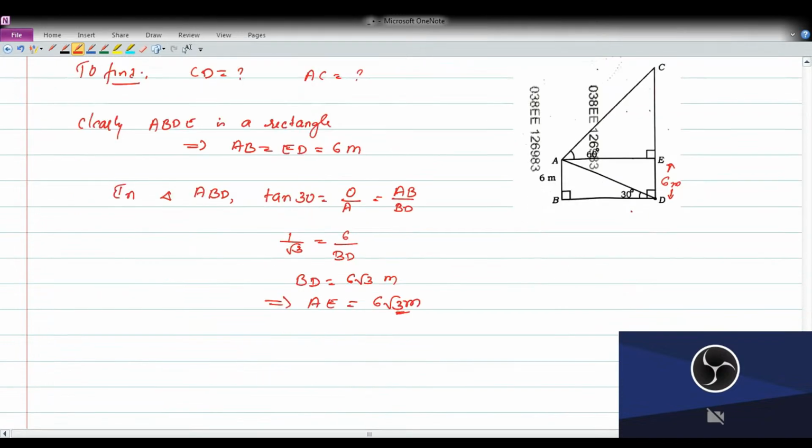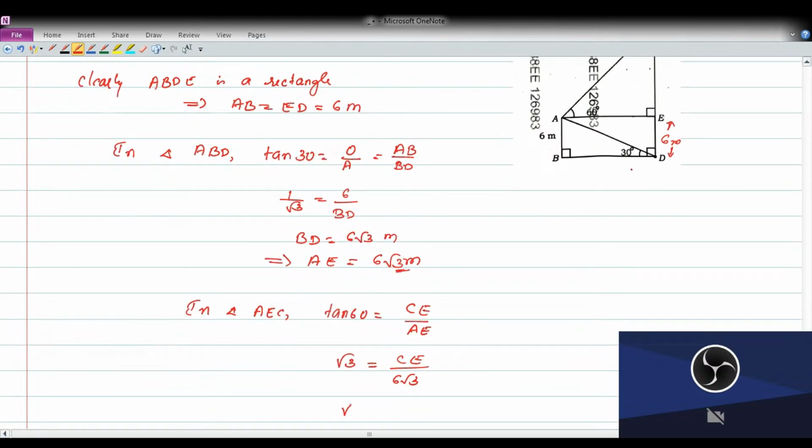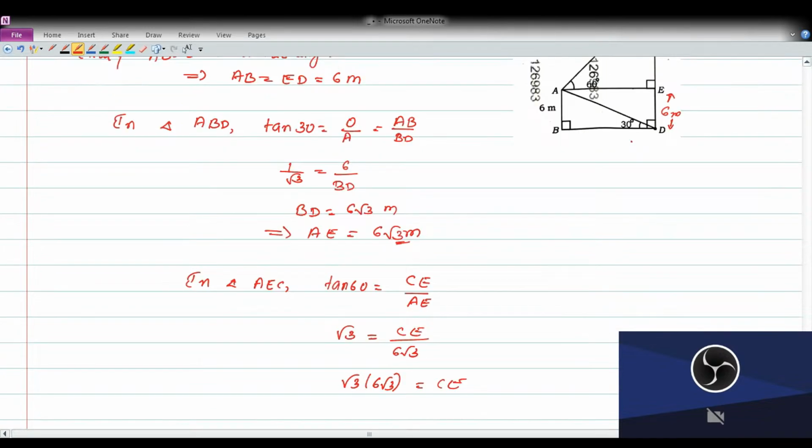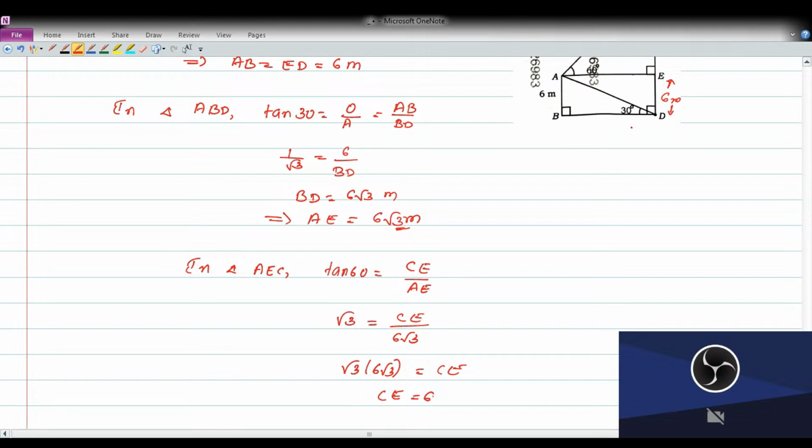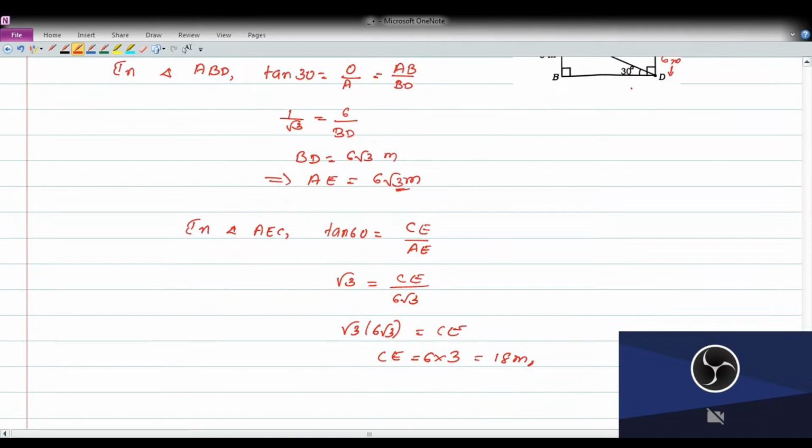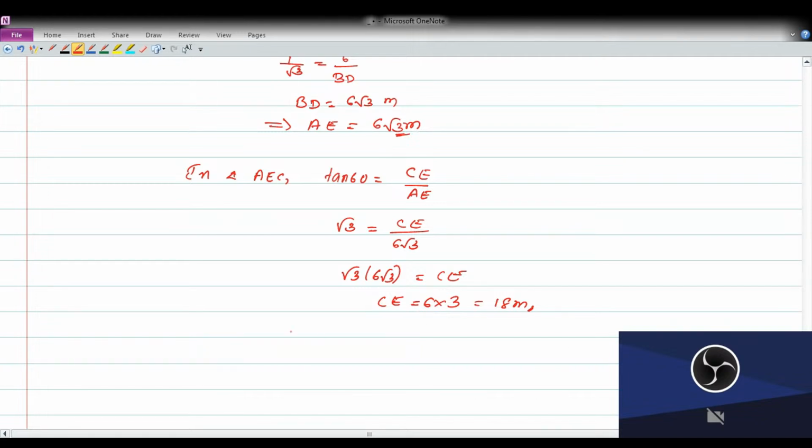Once we get the length of AE, I am going to consider triangle AEC, tan 60. Tan 60 is CE divided by AE. Tan 60 is root 3. I don't know the length of CE, but I know the length of AE, just now we got, that is 6 root 3. On cross multiplication it becomes 6 root 3 into root 3 is equal to CE. So CE is equal to 6 into 3, that will become 18 meter. Once we get CE, we can find out the height later.